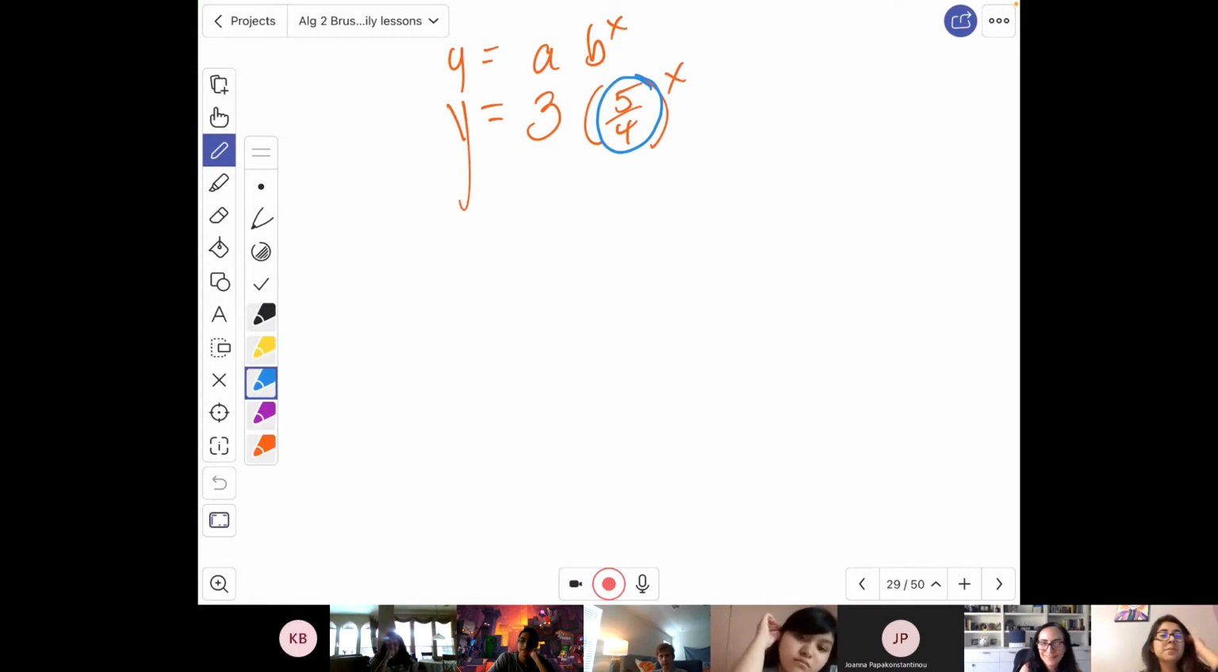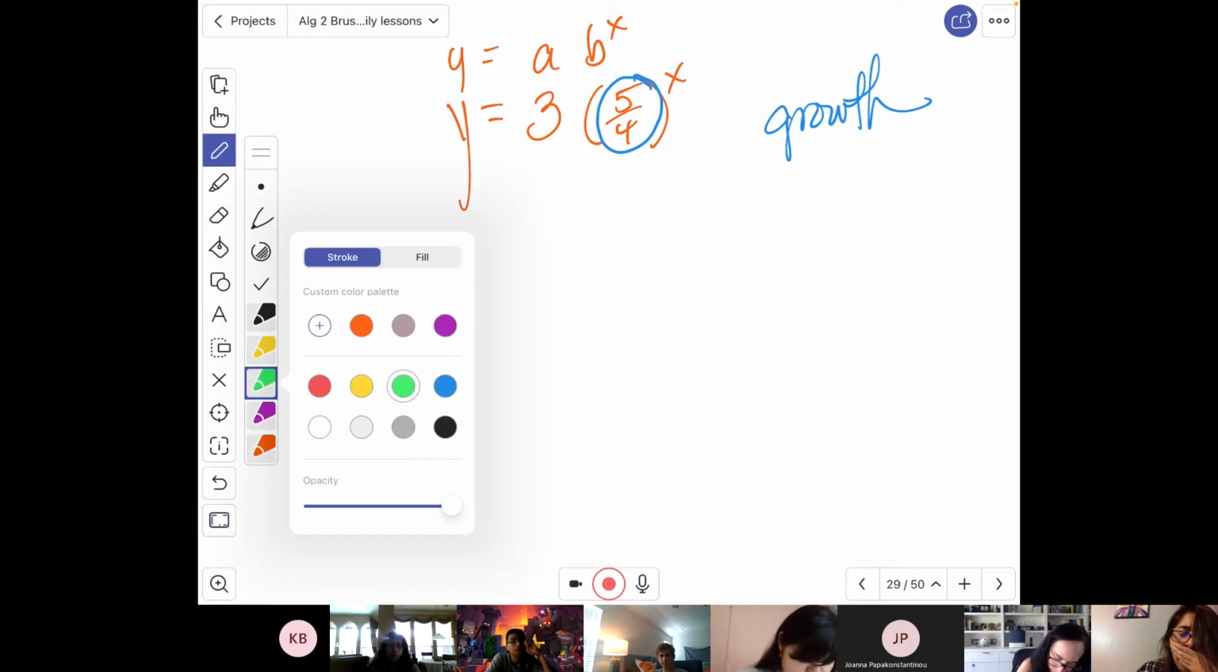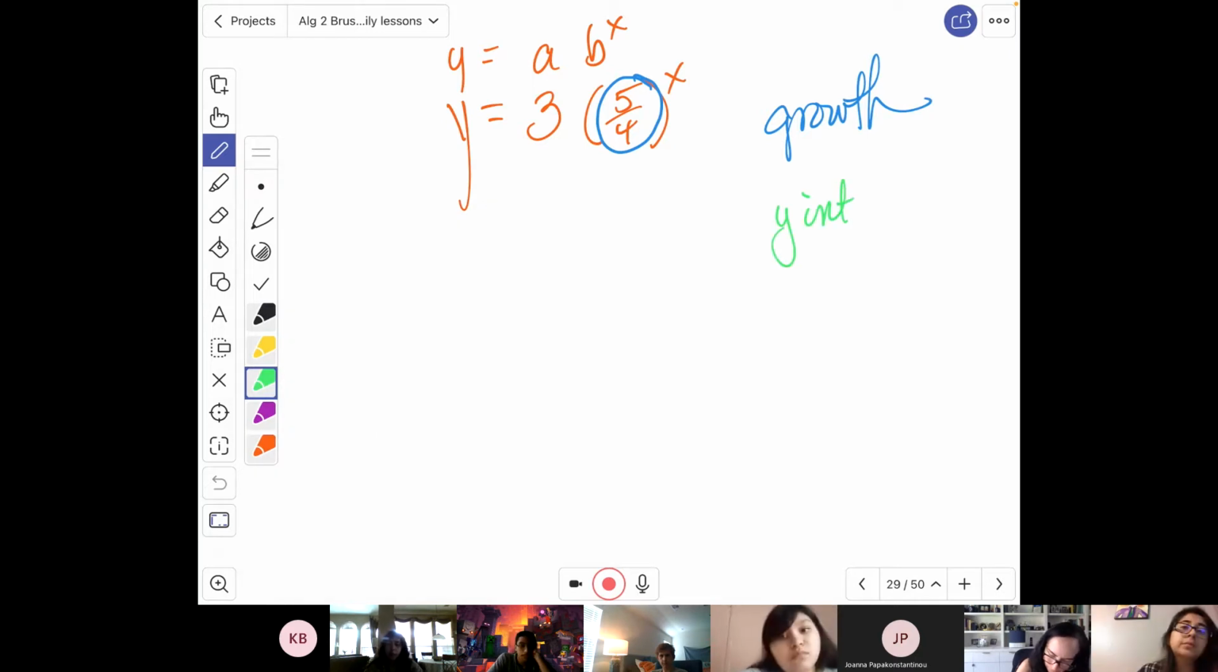Abiella, did you fall for it? I did that on purpose. So be careful, just because it's a fraction, look and see. This is really a number greater than 1. So if b is greater than 1, it is growth. Do y'all see that? And then what is the y-intercept? Nathan, what is the y-intercept?